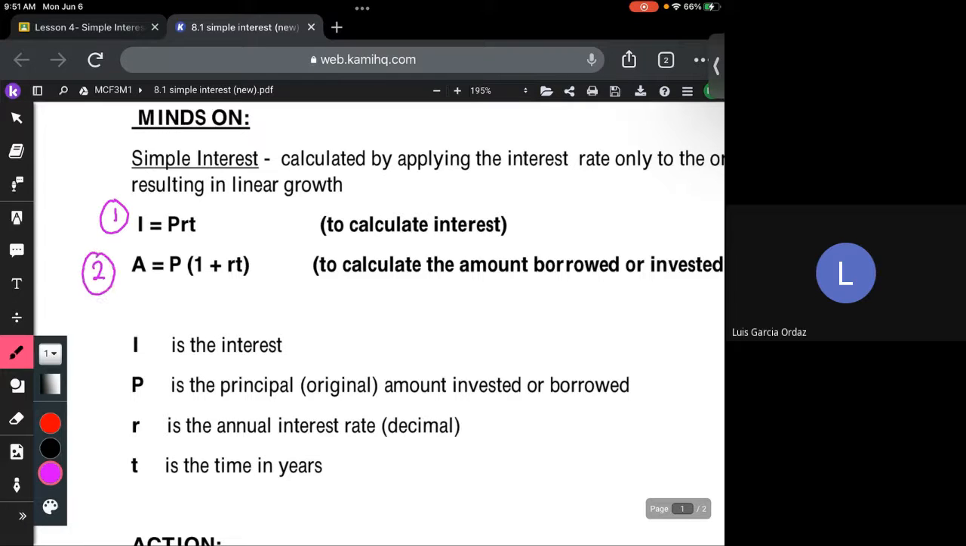Equation 2 is A is equal to P times (1 plus R times the time). This is if you want to figure out the total worth of the amount you have borrowed. So the first one is to just calculate interest, and the second one is to calculate the total worth of whatever it is you borrowed or whatever investment you made.